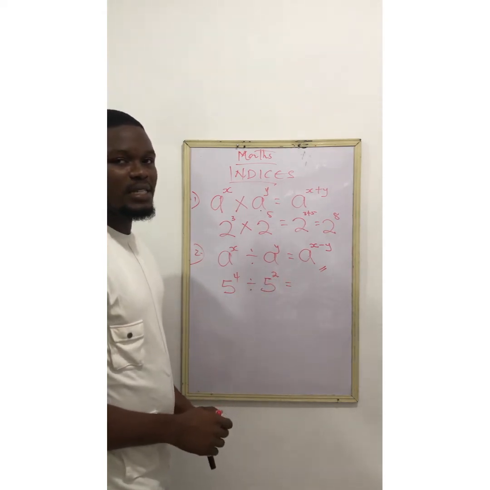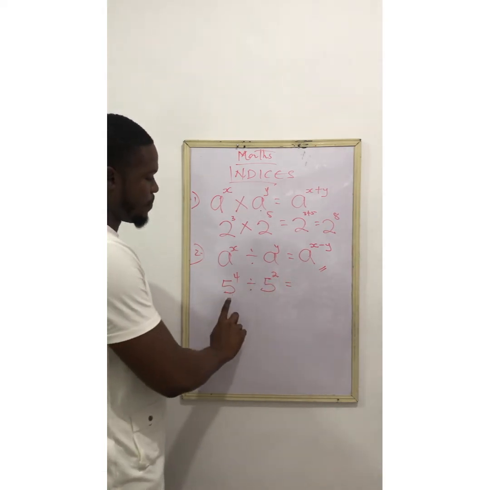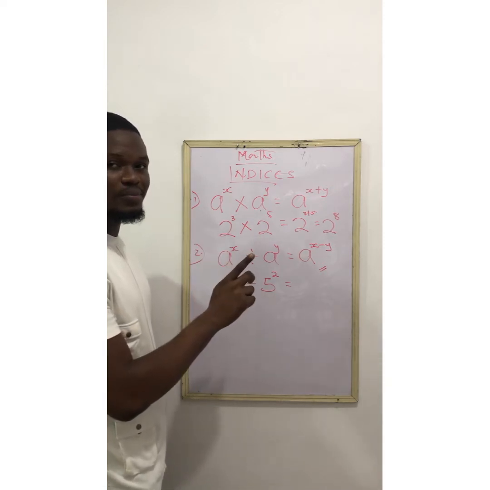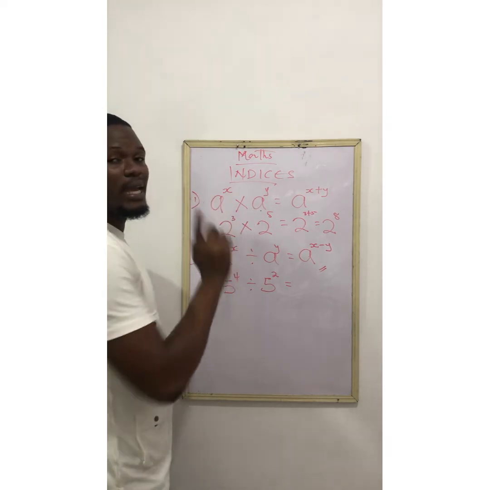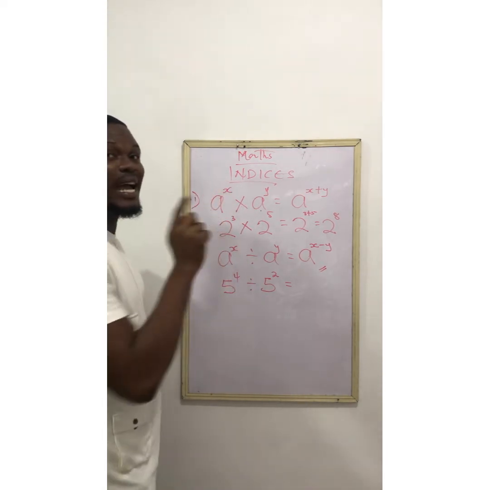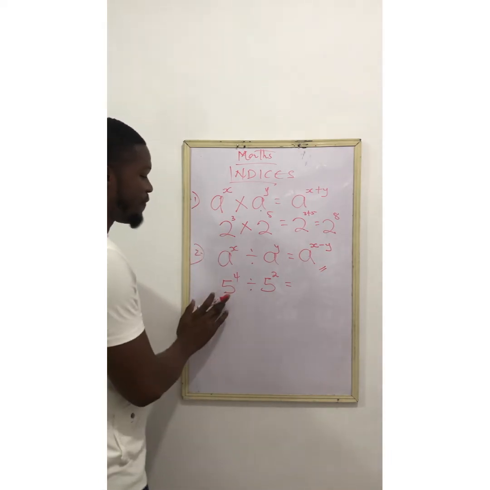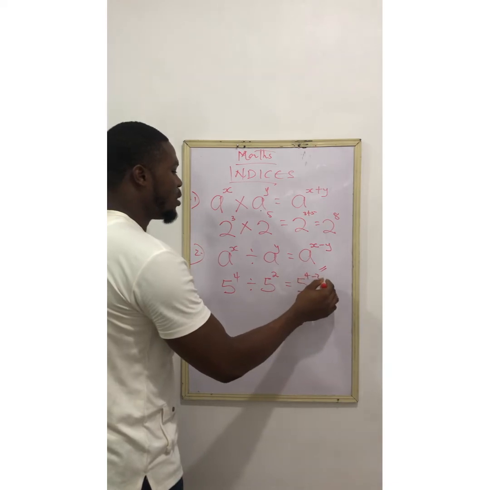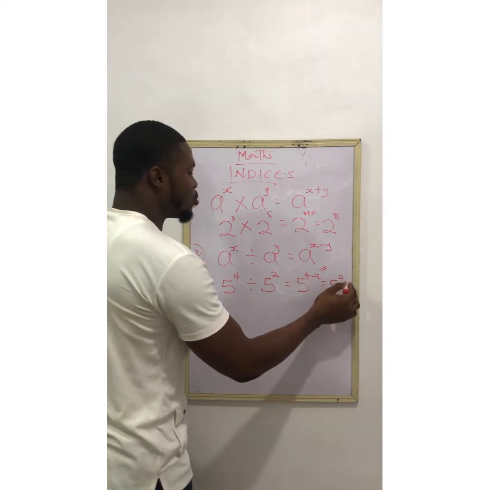Now remember that they must be the same number, 5 and 5. If it is 5 and 6, it can't work. That's why they use a and a. For these two laws, the two numbers with the index have to be the same. So that's 5 and 5, so you pick one of them, 5, and you subtract the power, 4 minus 2, and that will give you 5 raised to the power 2.